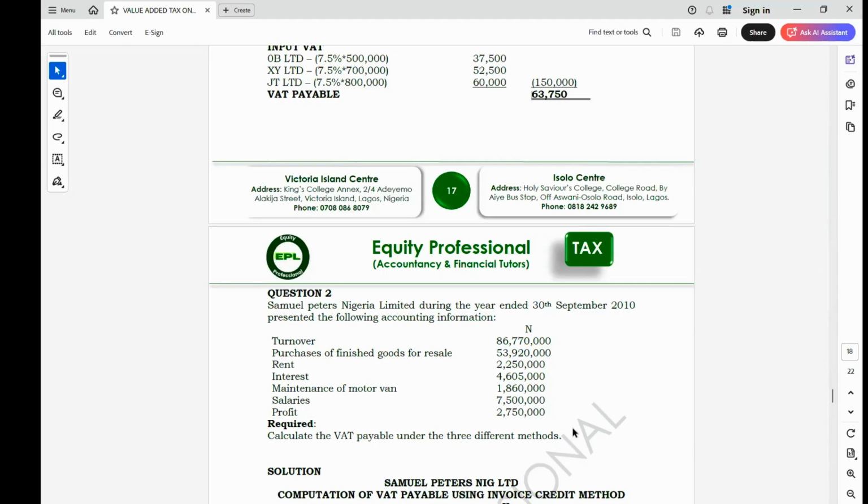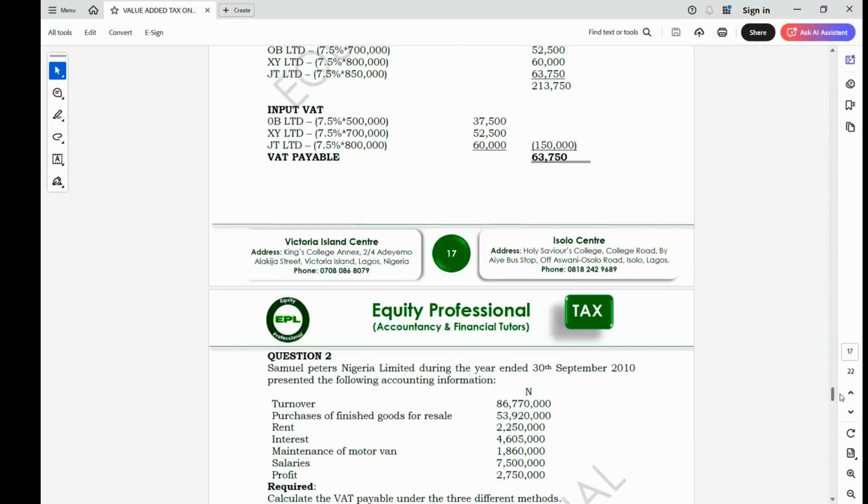Who can remind me what the 3 methods available for computing VAT are? We have 3 methods of computing VAT. The credit method, the subtraction method, and the addition method. So those are the 3 methods. The examiner wants us to calculate the VAT using those 3 methods. So let us look at how to calculate VAT using those 3 methods.